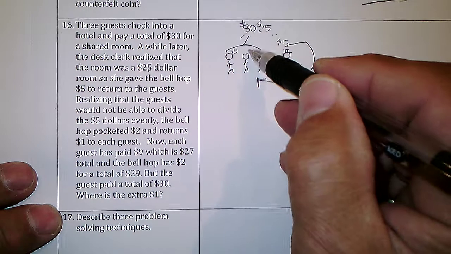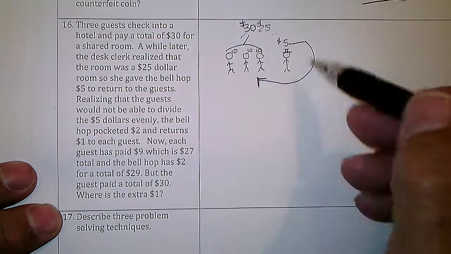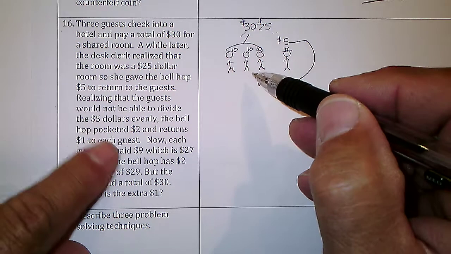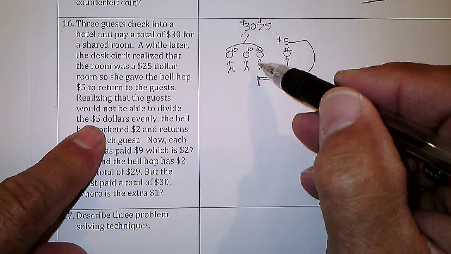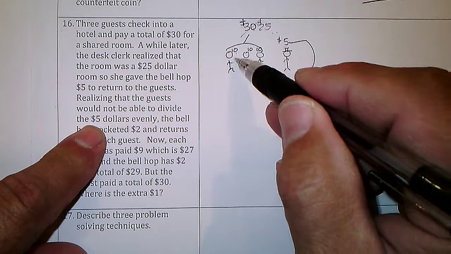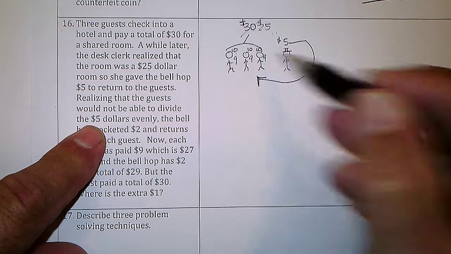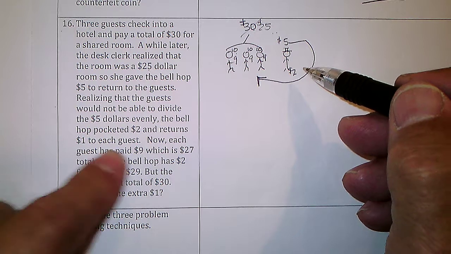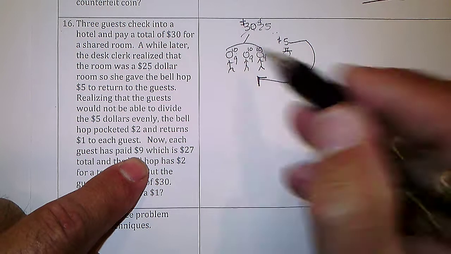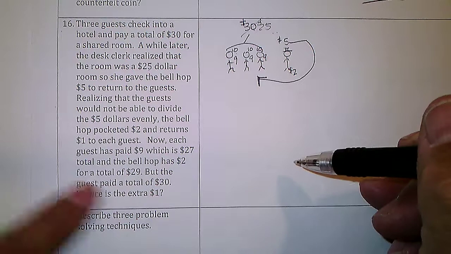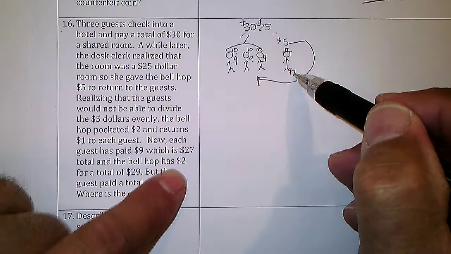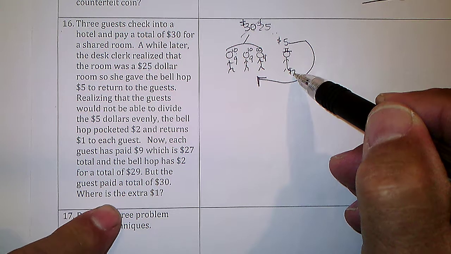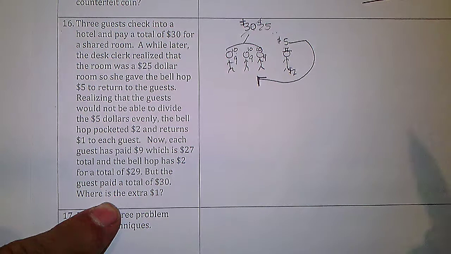Well, they were each out $10. Now, the bellboy on his way back says, oh, they're not going to be able to split up the $5, so I'm just going to give them $3. So now each one of these is out $9, and the bellboy's got $2. Now, each guest has paid $9, which is $27, and the bellhop has $2 for a total of $29. But they paid $30. Where's the other $1?